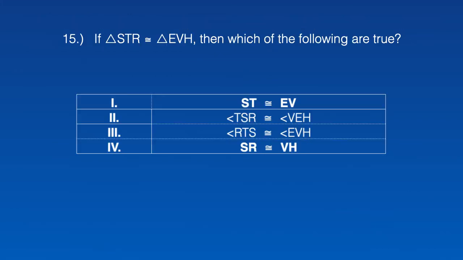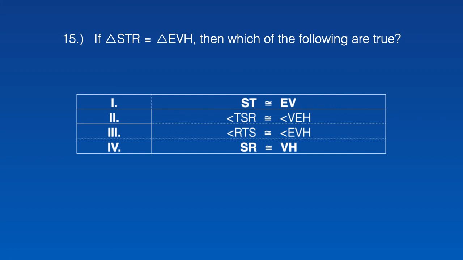All right, question number 15. If triangle STR is congruent to triangle EVH, then which of the following are true? On this one, I'm going to point out which answer choice they try to trick you on. Unfortunately, I did this very late. I needed more time to add more stuff to this review, so I didn't have time to highlight what I want to highlight on this one. So you're going to have to listen carefully.